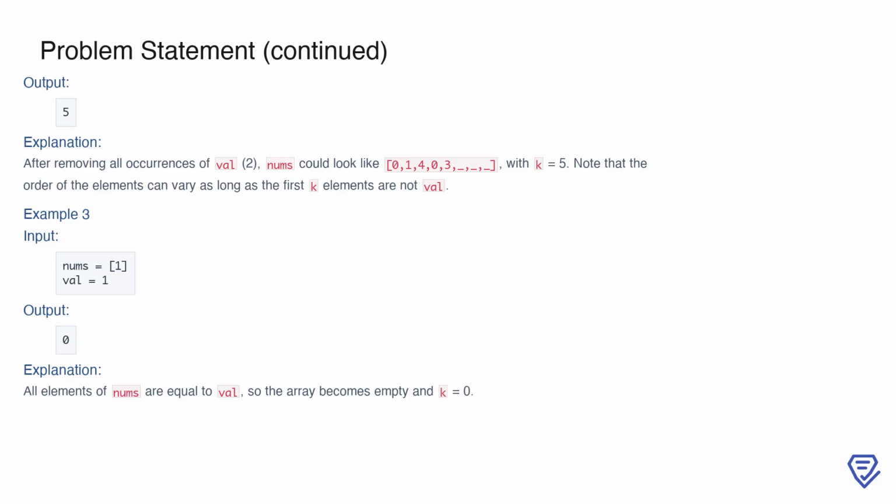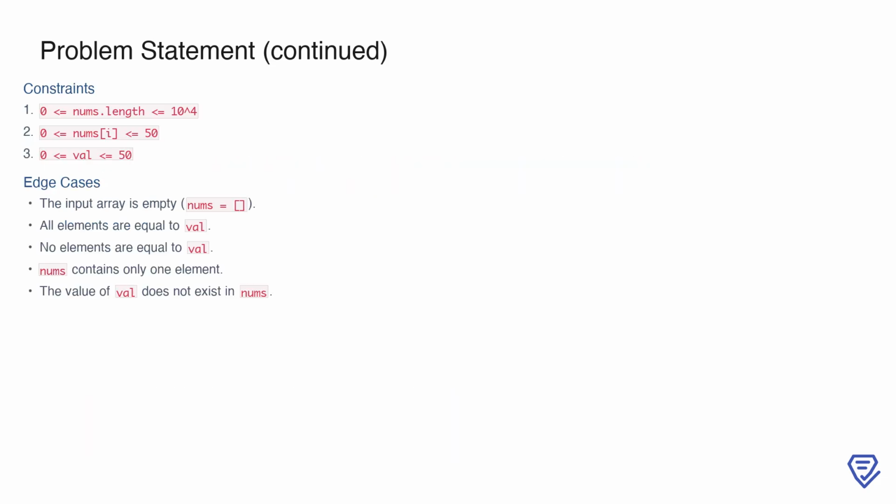In a final example, if the input is nums equals 1 and val equals 1, since all elements are equal to val, the array becomes empty and k is 0. These examples highlight the variety of scenarios you might encounter when solving this problem. Now, let's consider the constraints and edge cases.